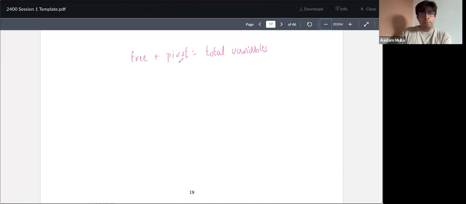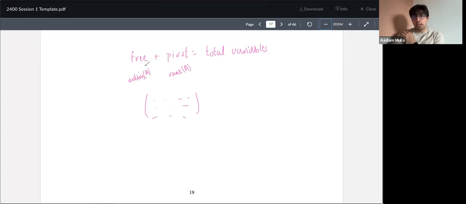Because when you have a matrix and you find the rank, you're not only finding the number of non-zero rows, but you're finding the number of pivot columns. So that's the equivalency when you're doing the rank. That's also how it can be defined. So the rank of A is the same as the number of pivot variables, and the nullity of A is the same as the number of free variables.